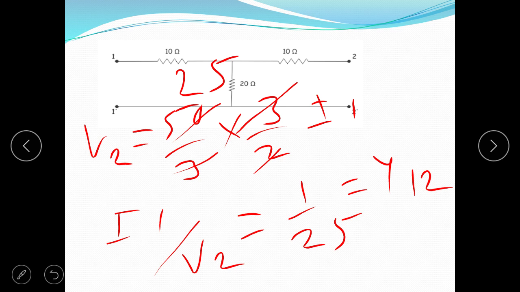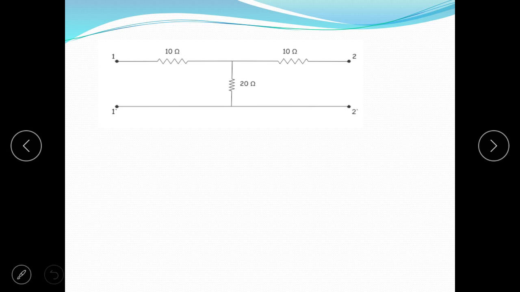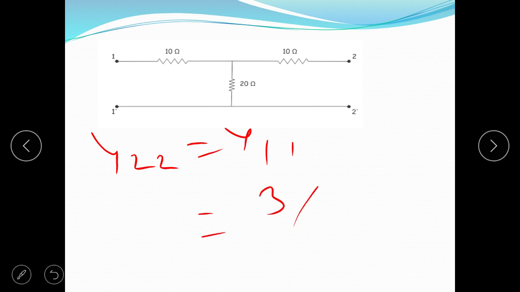This network is symmetrical, so Y12 is equal to Y21 and Y11 is equal to Y22. So the value of Y22 is equal to Y11 and its value is 3 upon 50 mho.